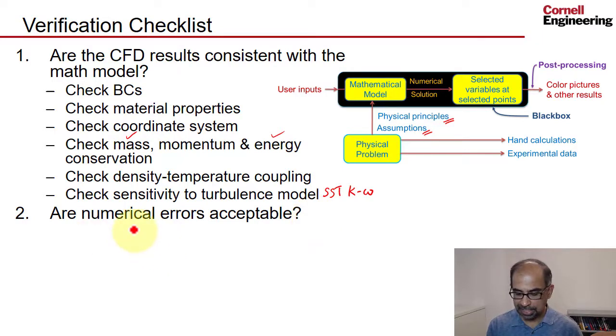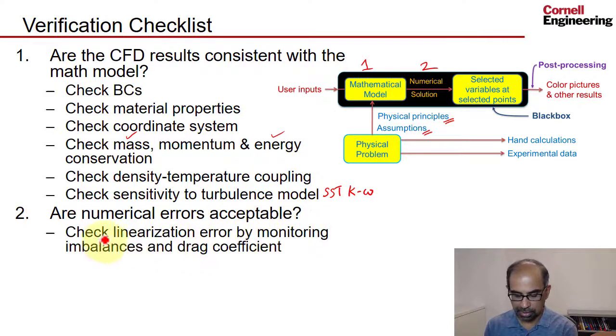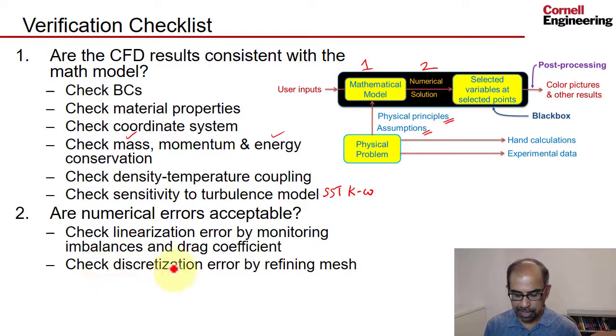Okay, so that was the first set of checks. The second set of checks are the numerical errors. The linearization error, we'll check by monitoring imbalances. That's automatically reported, and we got them down to a level of 10 to the power of -6. It's a good idea to check the drag coefficient too. More on that in a later video. And then we'll check the discretization error by refining the mesh, and I'll show you how to do that in an automated fashion.